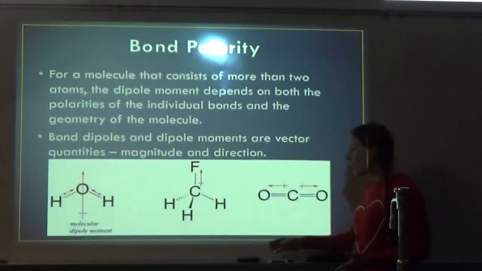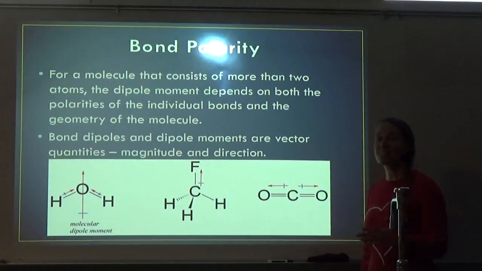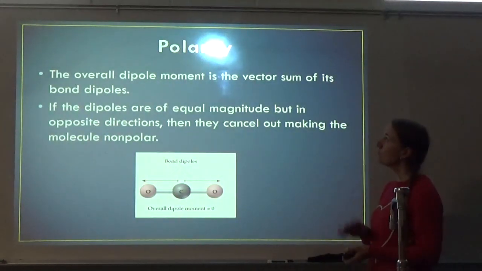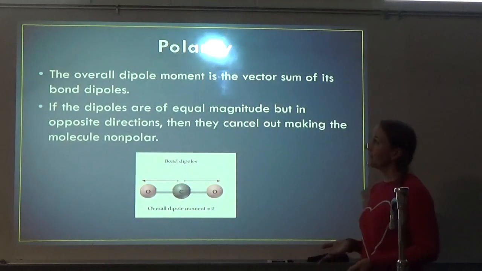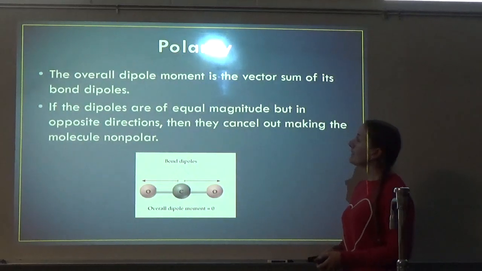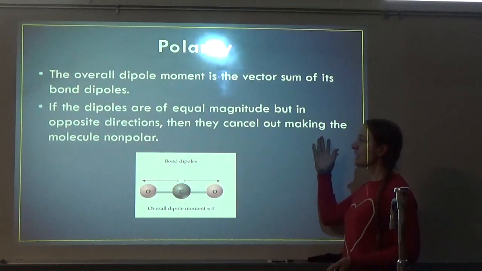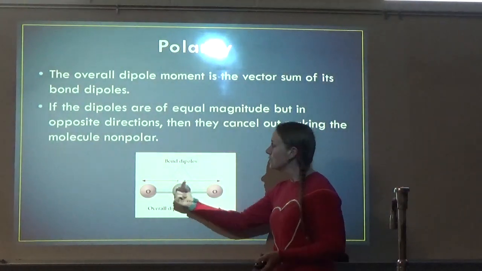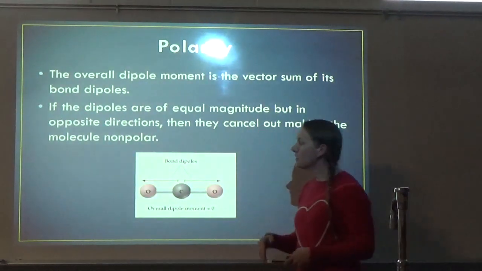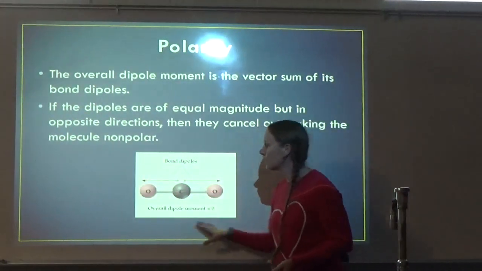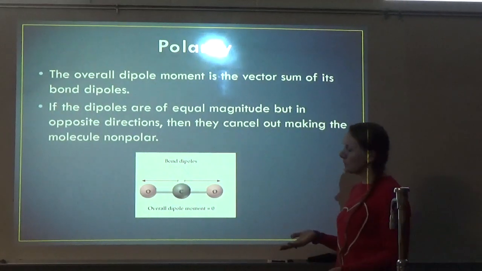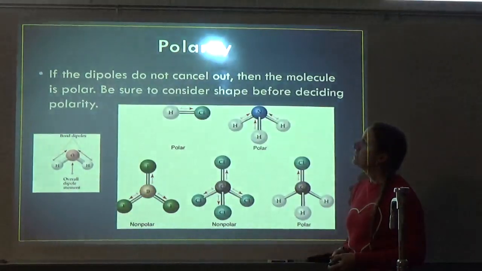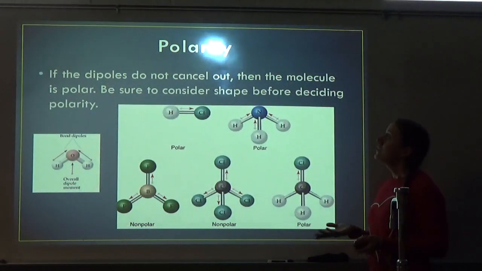So you have to use the geometry to determine if the dipoles cancel out or not when you're determining if an entire molecule is polar. The overall dipole moment is the vector sum of its bond dipoles. If the dipoles are of equal magnitude but in opposite direction, then they cancel out, making the molecule nonpolar. This is just another example of the one that I just showed you. Since they're equal in magnitude and opposite in direction, this molecule overall is nonpolar and has no dipole moment. But each bond would have its own dipole moment. They just cancel. If the dipoles do not cancel out, then the molecule is polar.